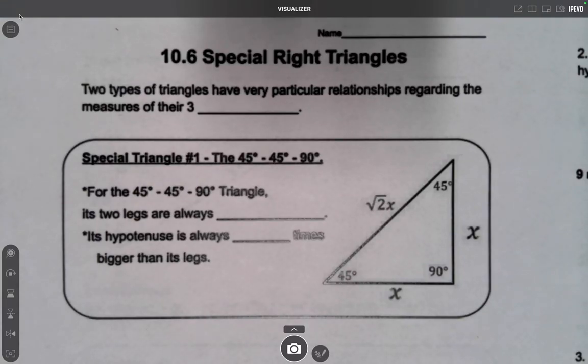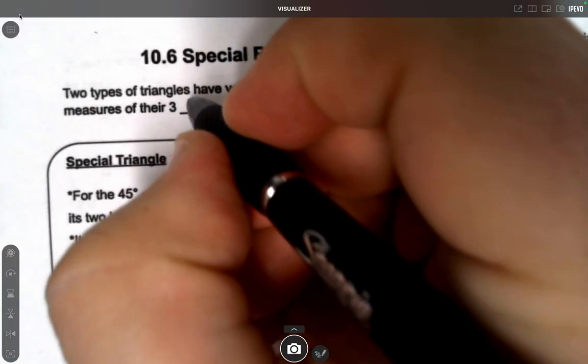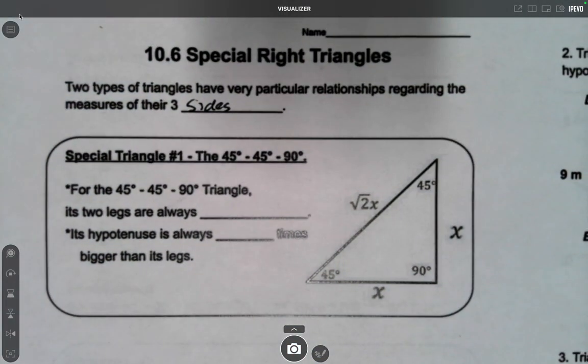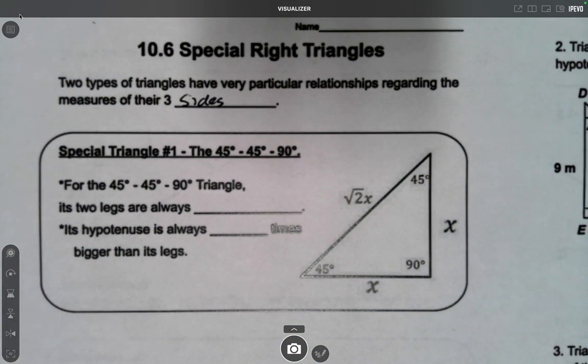There are two special right triangles, and they have to do with certain triangles that have specific angle measures and how the measures of their three sides relate. One reason I make sure to include this is that it is in our textbook, so it's not like I'm pulling it out of nowhere, but questions about these types of triangles do appear on the SAT.